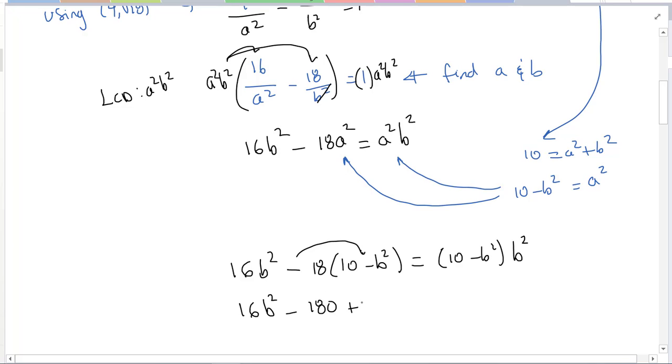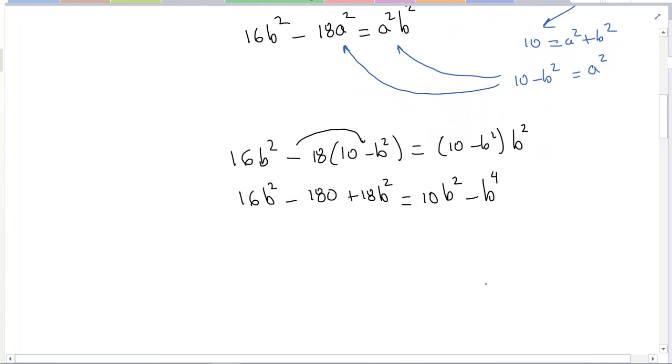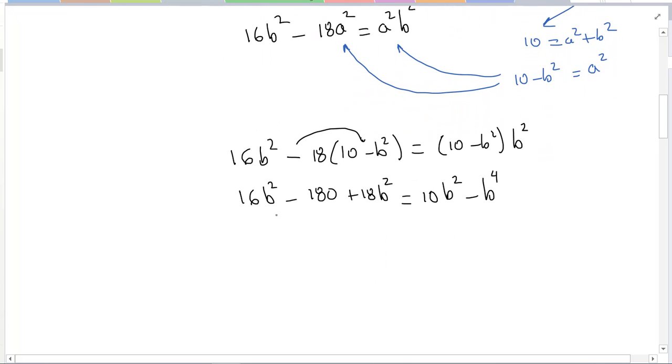plus 18 b squared equals, multiply the b squared here, so 10b squared minus b to the 4th. Like, that does not look very fun, but let's see. Let's work through it.